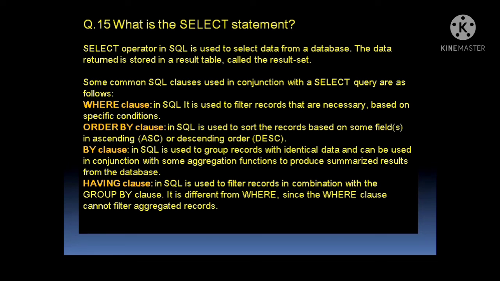There are some common SQL clauses which are used in SQL queries. First, the where clause. The where clause is used when we want to filter records based on a specific condition. The order by clause is used to sort the records based on some fields in ascending or descending order. The group by clause is used to group records with identical data, and it can also be used in conjunction with some aggregation functions. The having clause is used to filter records in combination with the group by clause.